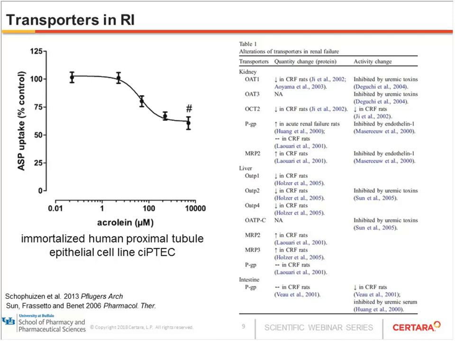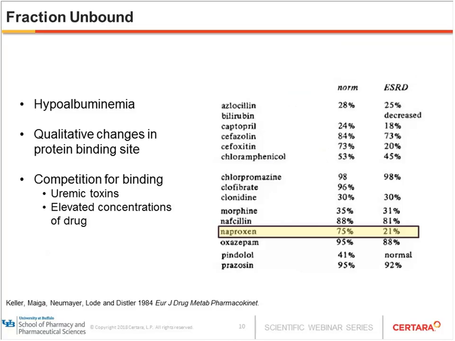And there's another factor that I want to talk about, which is fraction unbound. So fraction unbound has also been demonstrated to change in renal impairment, and this can be due to a number of factors. You can have hypoalbuminemia, you can have qualitative changes in protein binding site, and you can also have competition for binding, and this can be mediated through increased concentrations of uremic toxins, concentrations of the drug itself due to decreased clearance of the compounds.